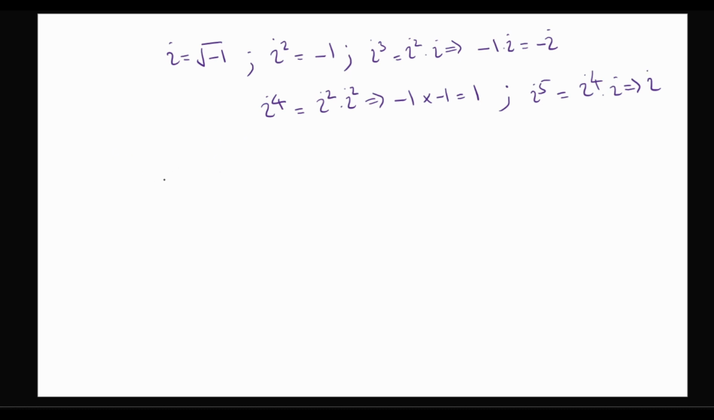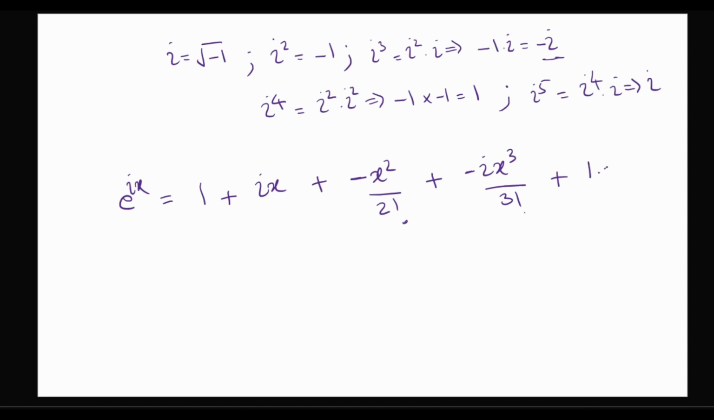Now if I plug these relations into the previous equation, e to the iota x, which was equal to 1 plus iota x plus iota square times x square, which would be minus x square over 2 factorial, plus the third term was iota cube times x cube, and iota cube is minus iota, so this would be minus iota times x cube over 3 factorial, plus iota to the power 4 is 1 times x to the power 4 divided by 4 factorial, plus iota to the power 5 is equal to iota times x to the power 5 over 5 factorial, and so on.